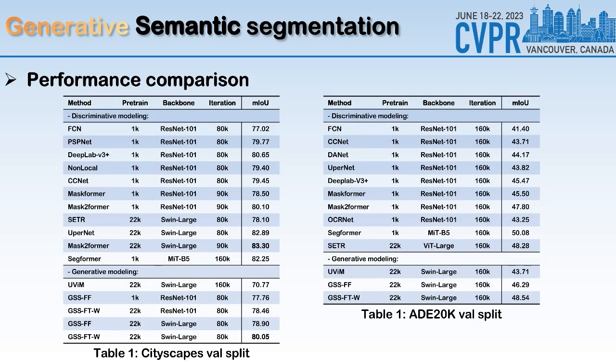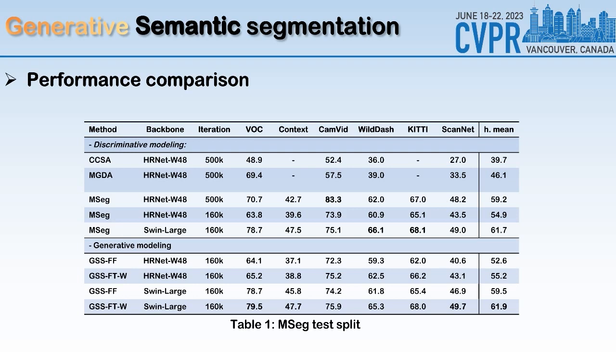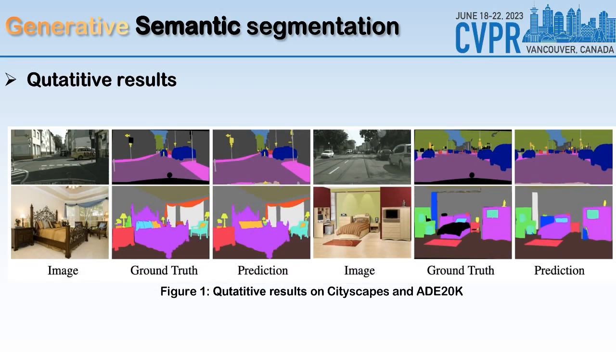For the experimental results, we achieved competitive mIoU scores on Cityscapes and ADE20K. We have also achieved new state-of-the-art performance on the cross-domain dataset MSeg. Here are some qualitative experimental results on Cityscapes and ADE20K datasets.